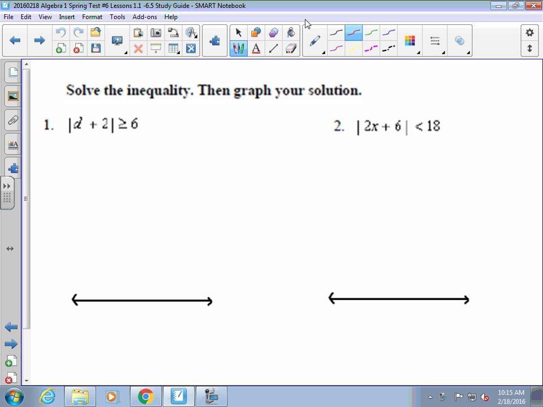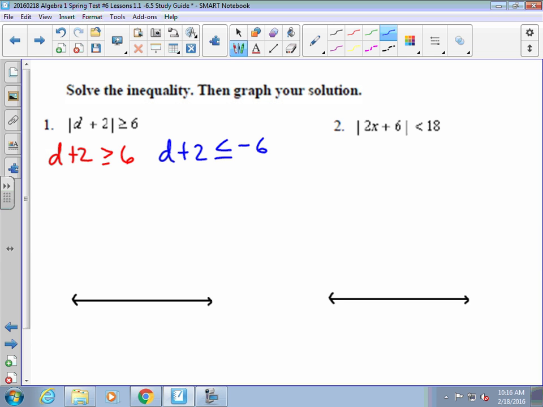Remember, anytime you have absolute value, you're going to make two problems out of it. The first one, d plus 2 is greater than or equal to 6. You make it look just like it does in the problem without the absolute value symbols. The other one, d plus 2, that stays the same. You're going to reverse the symbol. Greater than or equal to becomes less than or equal to, and you're going to change the sign from positive 6 to negative 6. So we have two problems right here.